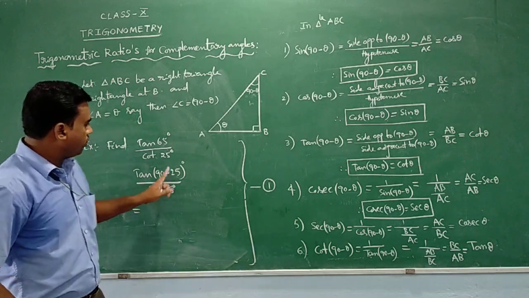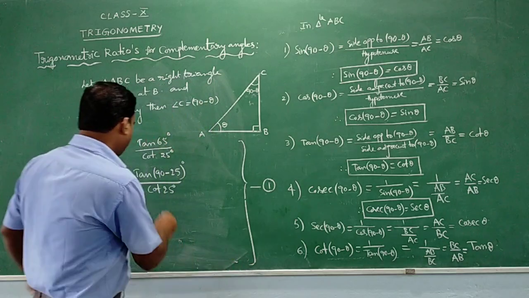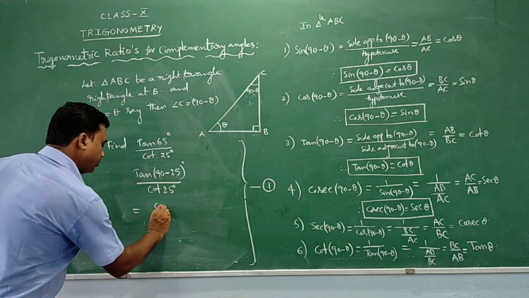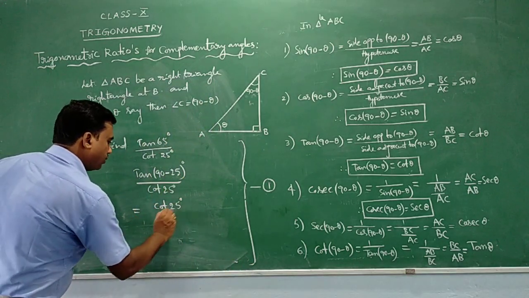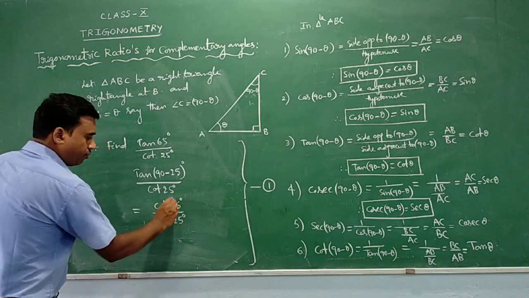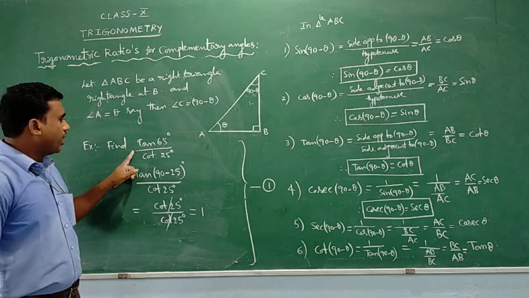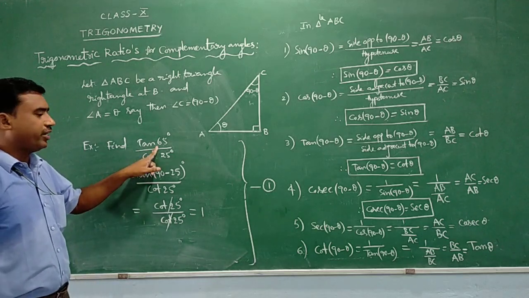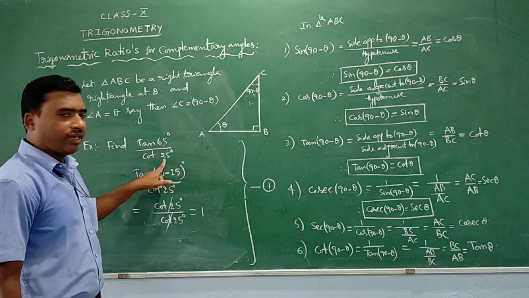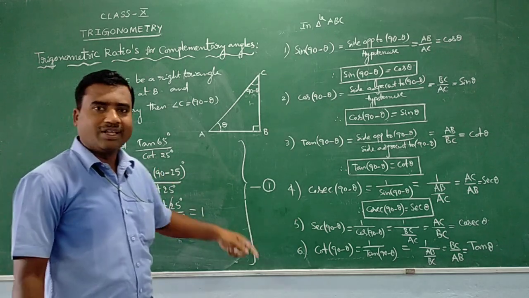We know tan(90 minus theta) is equal to cot theta. So tan(90 minus 25) is equal to cot 25 degrees, by cot 25 degrees. So the same ratio divided by itself is equal to 1. Therefore, the value of tan 65 degrees by cot 25 degrees is equal to 1. So, have you understood?